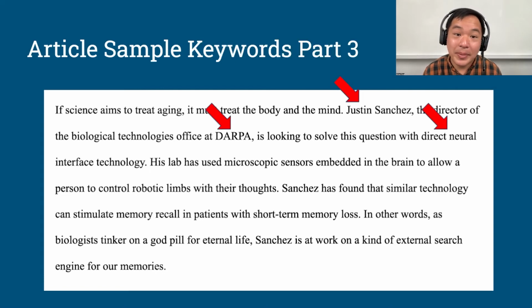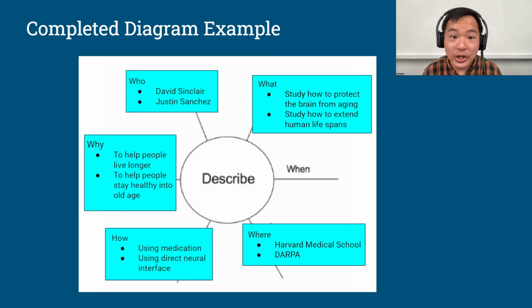Nice. Some important information here is Justin Sanchez, DARPA, and direct neural interface technology. Justin Sanchez answers who, DARPA answers where, and direct neural interface technology answers how. So now your diagram should look like this. There was no information about when in the article, so it does not need to be included.